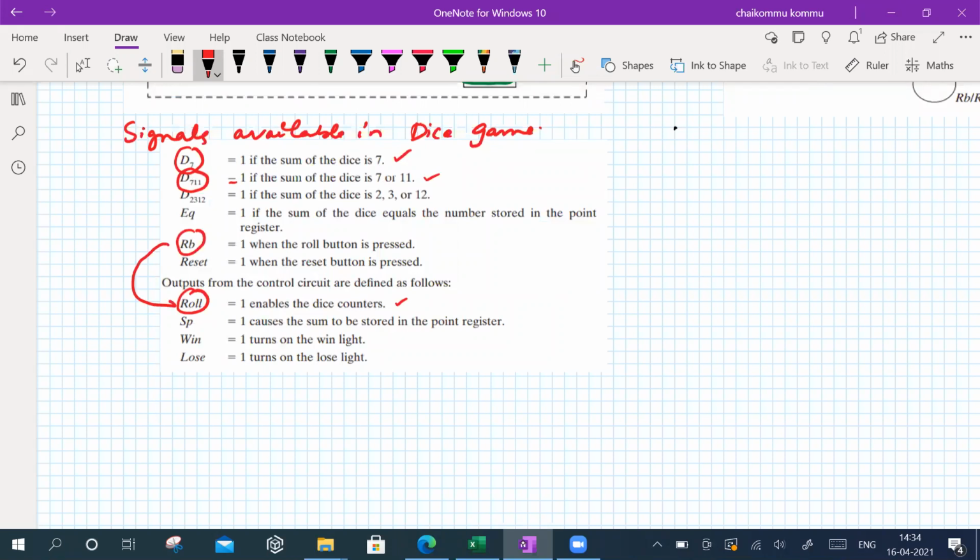ఇది ఉన్నప్పుడు మాత్రమే ఇది వస్తుంది అనమాట. ఓకేనా, రోల్ బటన్ లేకుండా రోల్ అనేది యాక్టివేషన్ ఉండదు. ఓకే, so remaining things are self-explanatory. No need to go for that one.